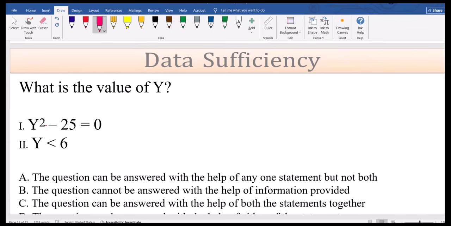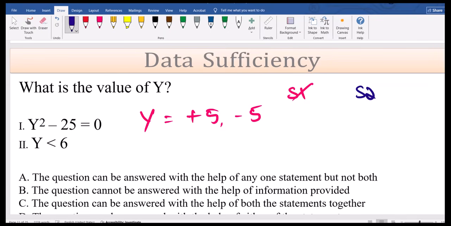As per statement 1, Y is plus 5 or minus 5. So statement 1 alone I am not able to answer. What is the value of Y is either 5 or minus 5. I am not giving exactly what's the answer. For any question only one answer. Here 2 answers are coming. No. Next, statement 1 alone not possible.